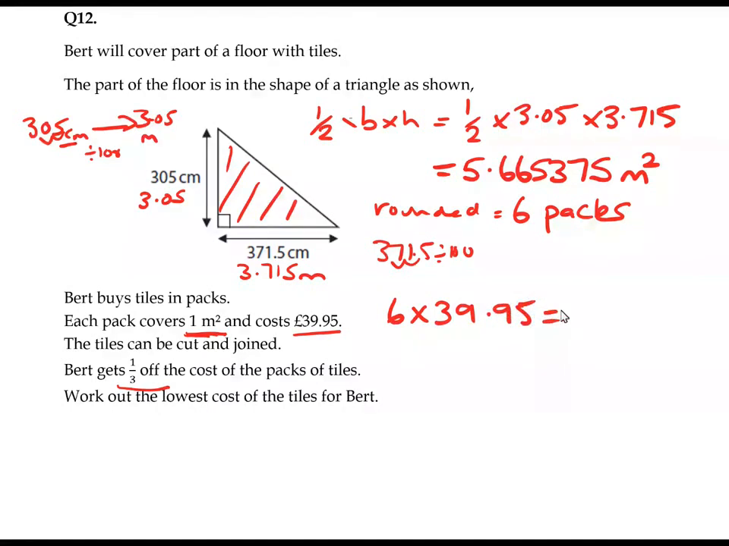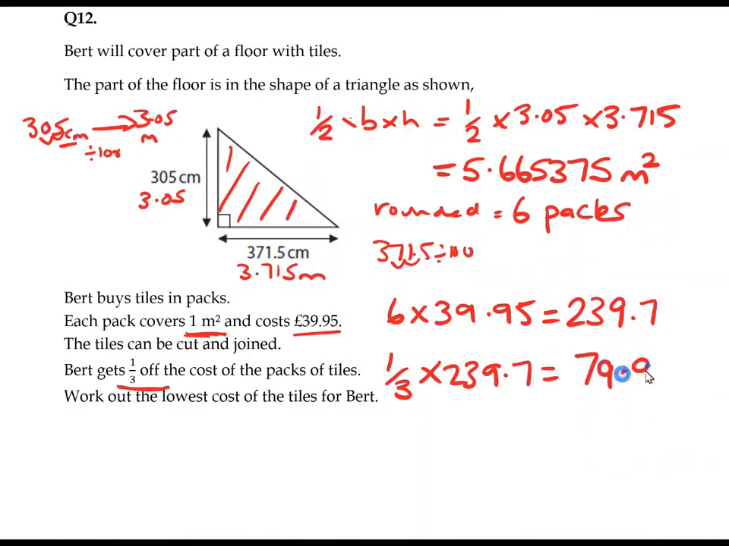£39.95. So let's work that out. And that's £239.70. And we're going to get 1/3 off. So we'll calculate 1/3 of that amount, which is 79.9, and that's our discount.